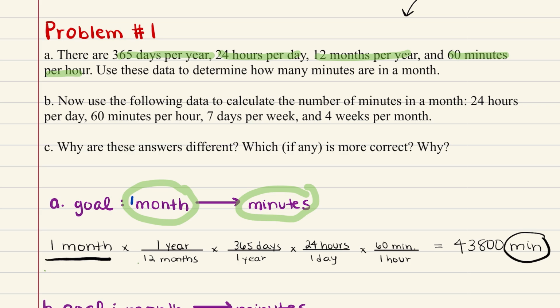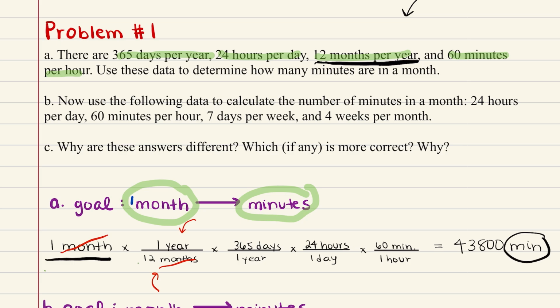We write 1 month. What's the first conversion factor we can use to cancel out the units month? Well, we know from what we were given that there are 12 months per year. So we can go ahead and use that conversion by writing 12 months in the denominator and 1 year in the numerator. And what we notice is that units of months cancels out.